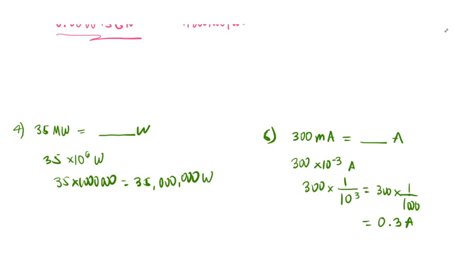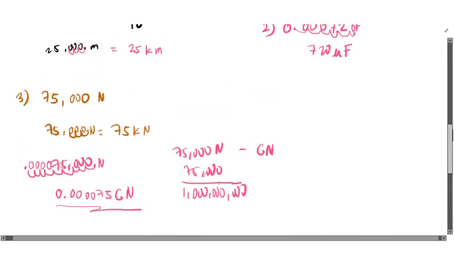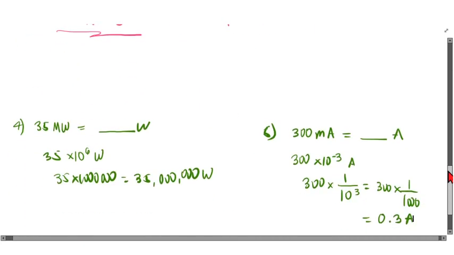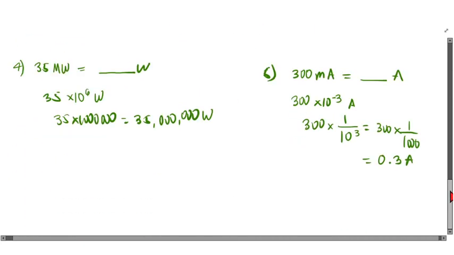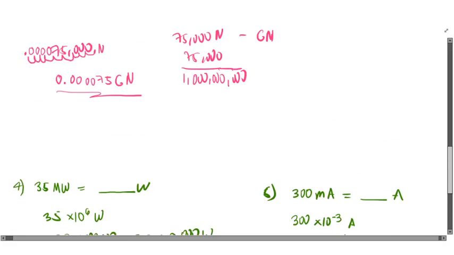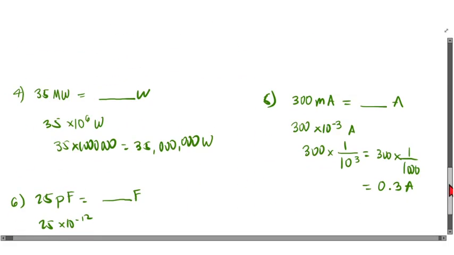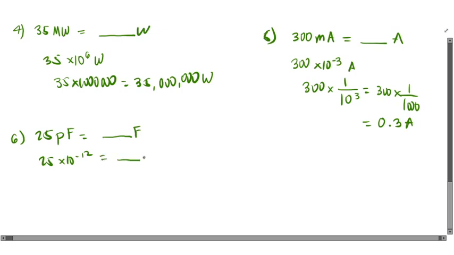So it is much easier to convert a quantity with a prefix to its base unit, compared to converting a base unit into a prefixed unit. One more example for the road: we have 25 picofarads, and we'll convert this into farads. Pico is 10 to the power of negative 12, as we check in our table, so we have 25 times 1 over 10 to the power of 12.